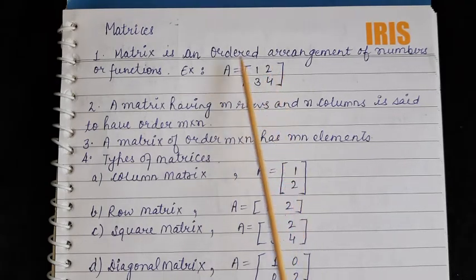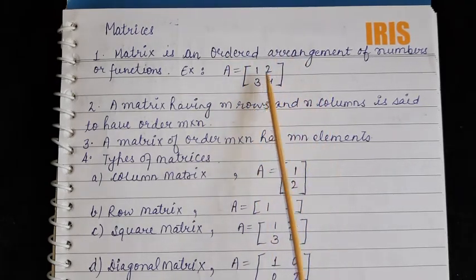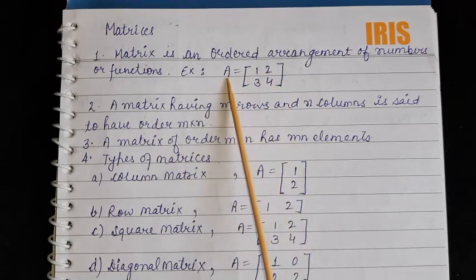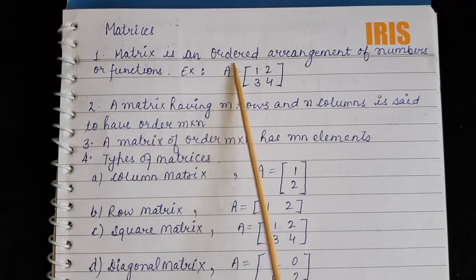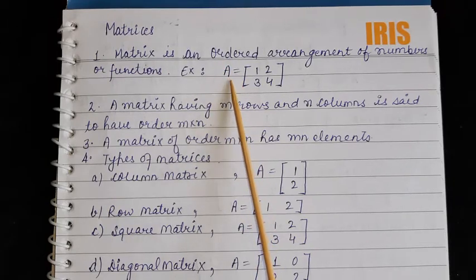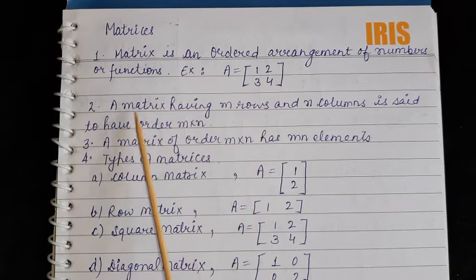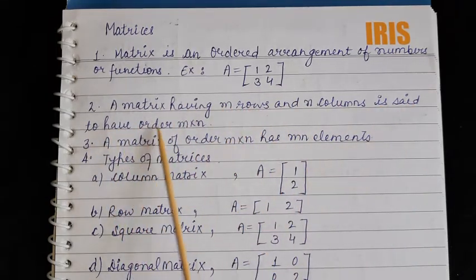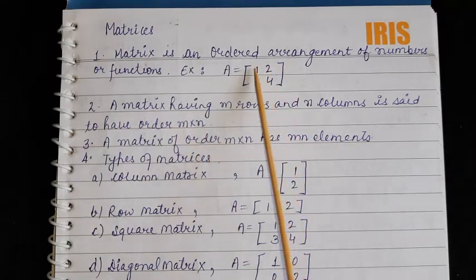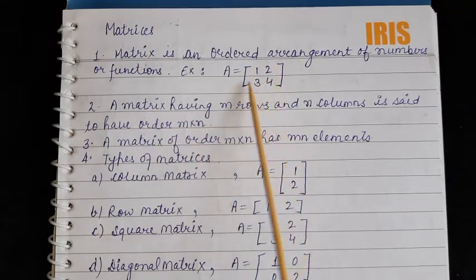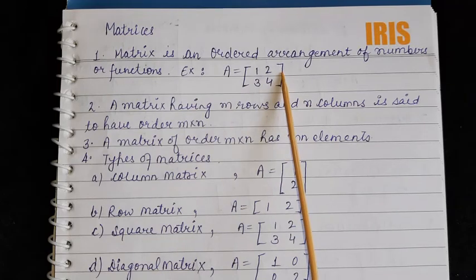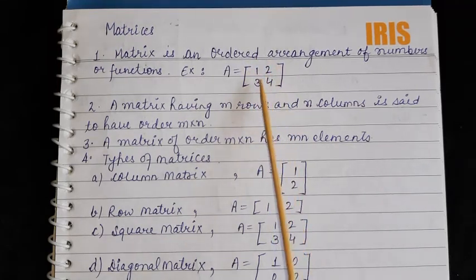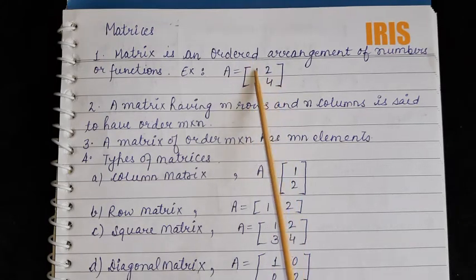So when you have an ordered arrangement like this 1, 2, 3, 4 and you write it in a square bracket, that is called a matrix, and matrix always has a name also, and that should be a capital letter. A matrix having m rows and n columns is said to have order m by n. So numbers written in these horizontal lines are called rows, and these vertical are called columns. So here you have 2 rows and 2 columns.